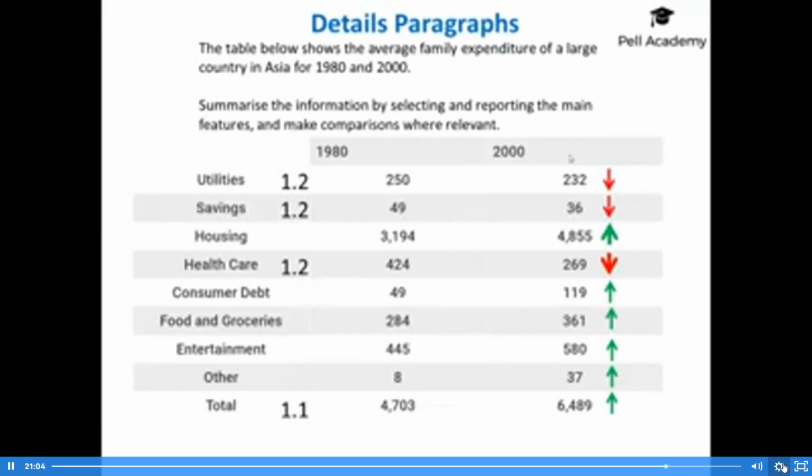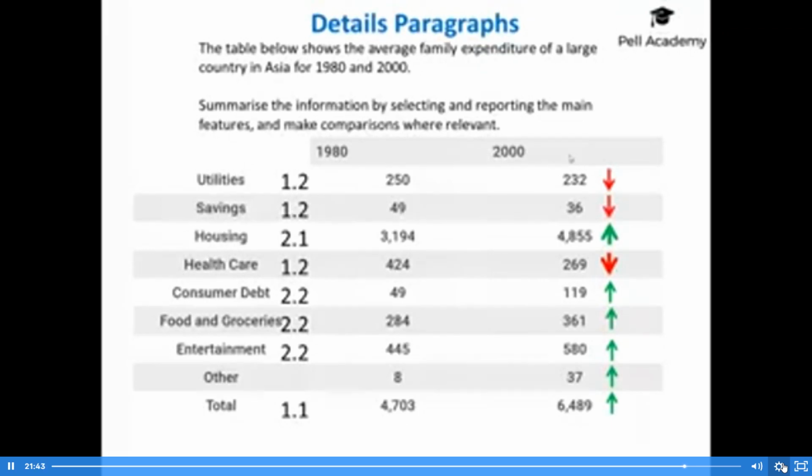So you might remember in the key feature I made quite a big deal about housing, that it decreased the most and it remained the highest category. So it was the highest in 1980, it was the highest in 2000, and it increased the most. So I made a big deal about that. So I'm going to designate one full sentence to housing. So that's going to be 2.1, referring to details paragraph 2, sentence 1. So details paragraph 2 sentence 2 I have given to these three categories, because three categories together is enough.